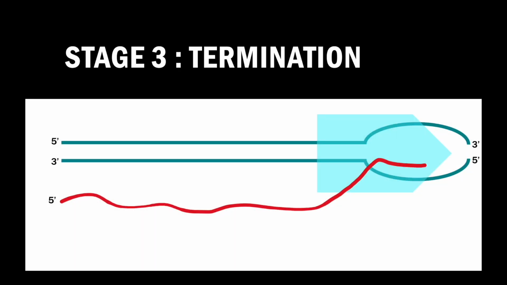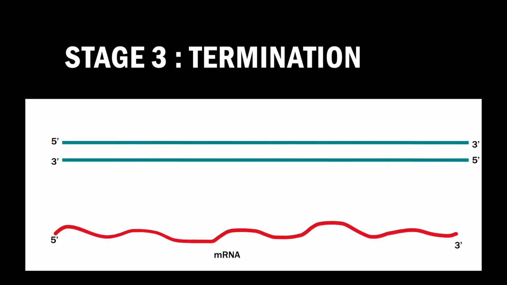Termination happens when the enzyme RNA polymerase arrives at the terminator region of the gene, like this. When the RNA polymerase arrives at the terminator region of the gene, it will detach itself from the DNA. The DNA will rewind and the mRNA will be released. Hence, transcription process is now complete.